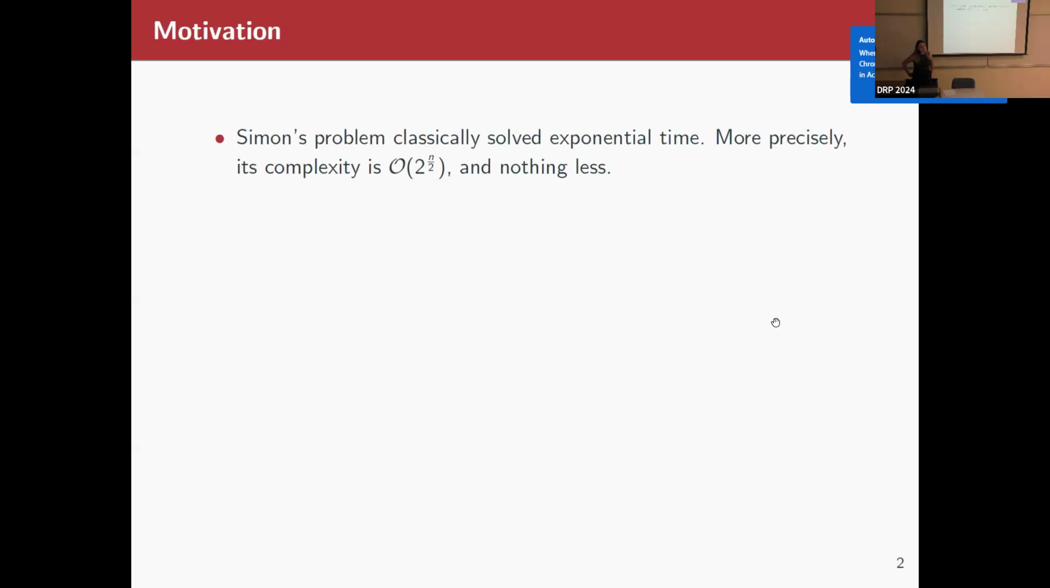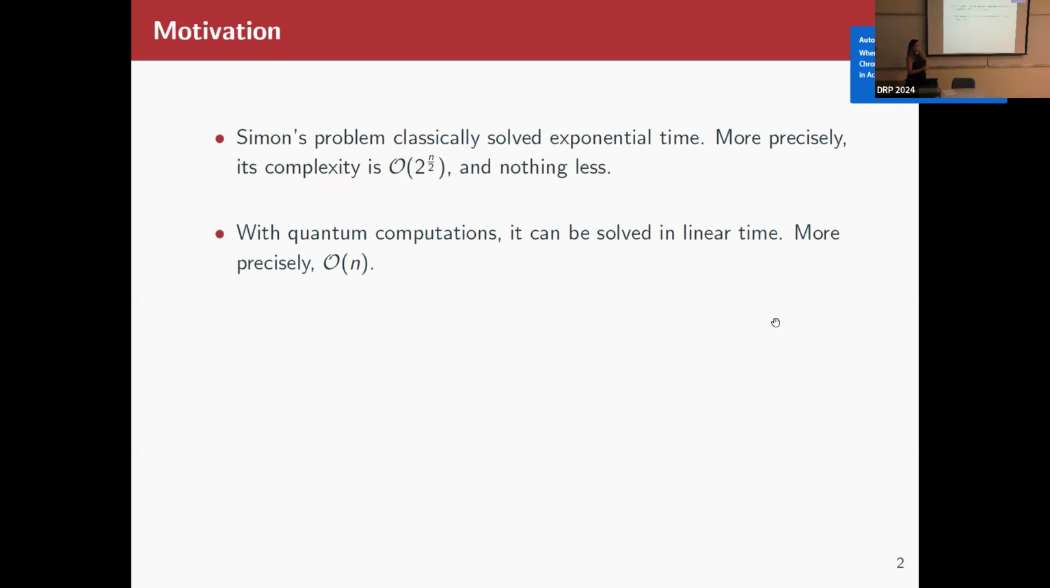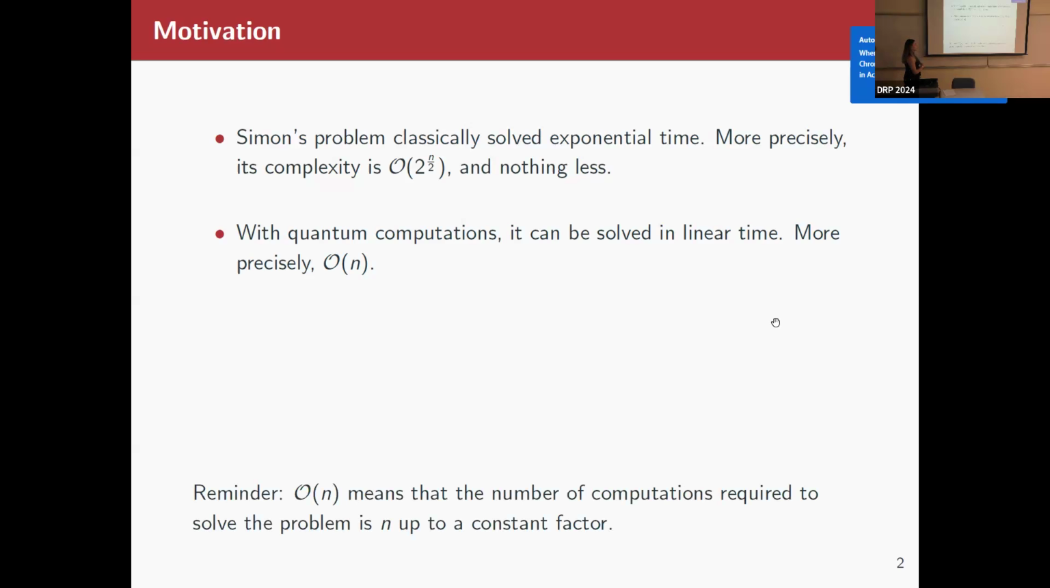So the motivation is that Simon's problem is classically solved in exponential time, which is bad for computers, and also it is a lower bound. But with quantum computation, it can be solved in linear time, which is good for computers. And also, let me remind you, big O means that the number of computations required to solve the problem is n up to a constant factor.